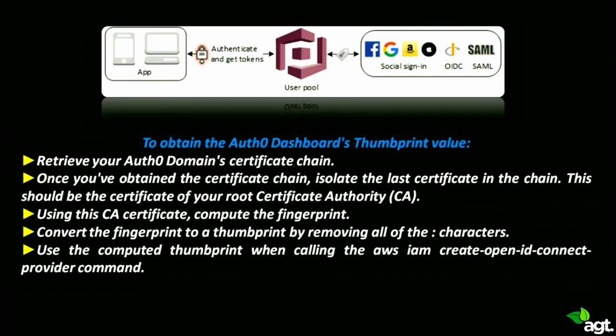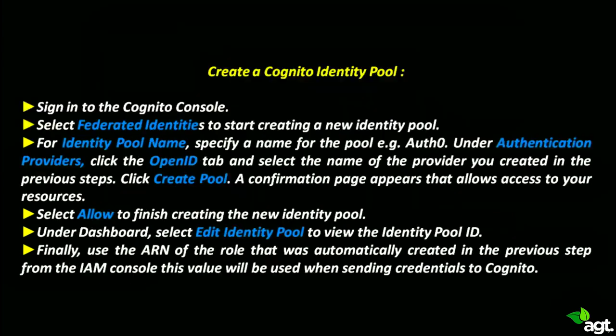To obtain the Auth0 domain thumbprint value, retrieve your Auth0 domain certificate chain. Once you have obtained the certificate chain, isolate the last certificate in the chain, which will be the certificate of your root certificate authority. Using this certificate, compute the fingerprint and convert the fingerprint to a thumbprint by removing all of the colon characters. Use the computed thumbprint when calling the AWS create-open-id-connect-provider command.